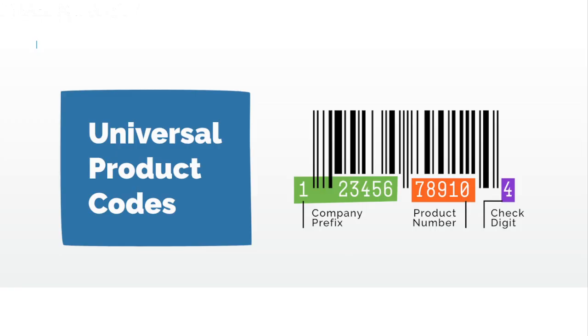Now, the products in most of our malls or stores, you can see this. We call this the universal product code. How many digits are there? 1, 2, 3, 4, 5, 6, 7, 8, 9, 10, 11, usually 12 digits. The UPC codes are 12 digits. It provides the company prefix, the product number, and the most important there is the check digit.